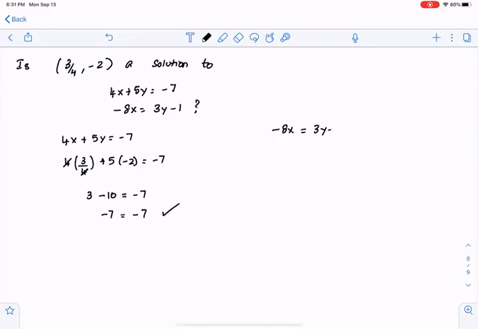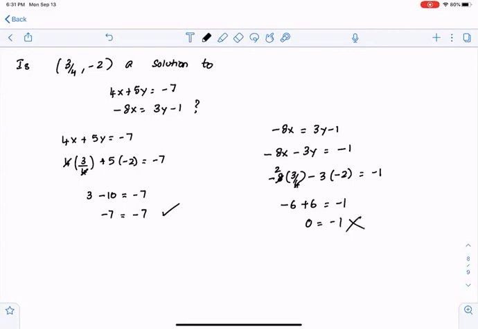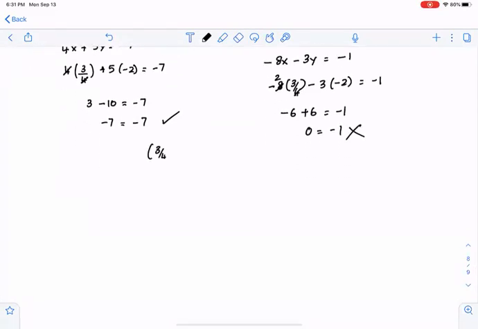If I go to the second equation, I'm going to rewrite it in our usual form. I'm going to move the x's and the y's to one side, have the number on the other. So minus 8x minus 3y equals minus 1. Replace the x by 3/4, y by negative 2. 4 and 8 will get cancelled. So we will have minus 6. Negative 3 times negative 2 is positive 6. So 0 is equal to negative 1. That is not true. So 3/4, comma negative 2 is not a solution.